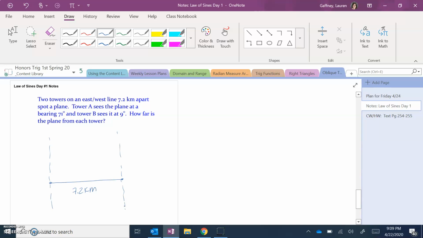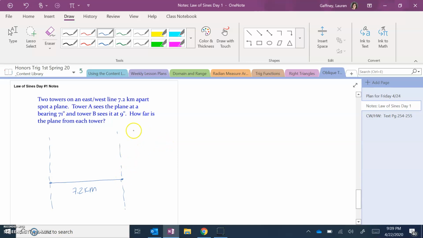Now the key thing here, they don't have the whole east-west or anything like that, so it's just a traditional bearing from due north. Okay, so 71 degrees, if I do the 71 degrees here, it's going to go this way. If I do the 9 degrees, it's going to go this way.